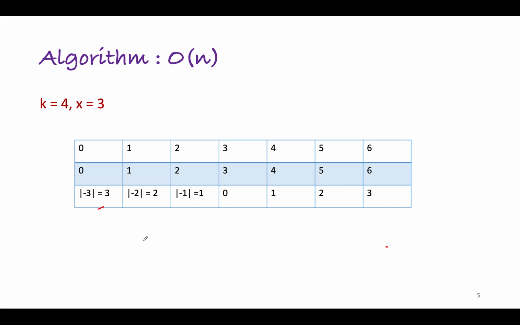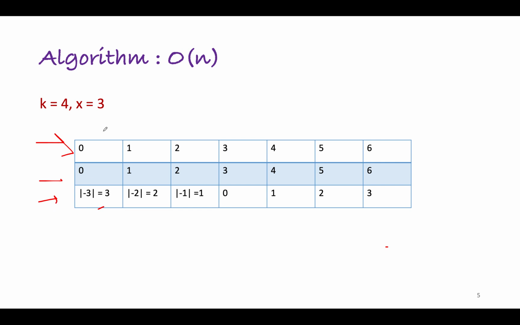I have taken a slightly longer example so that you get a good hold of the concept, and the elements are something like this: 0, 1, 2, 3, 4, 5, 6. The first row signifies their indexes, and the third row signifies the difference between the current element and x.